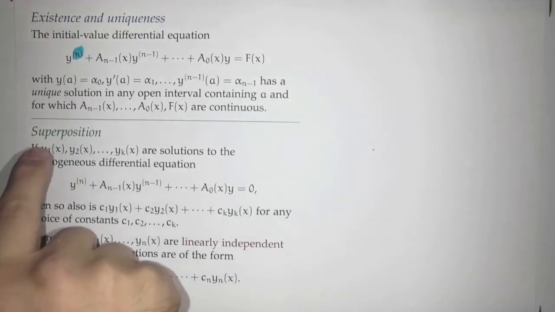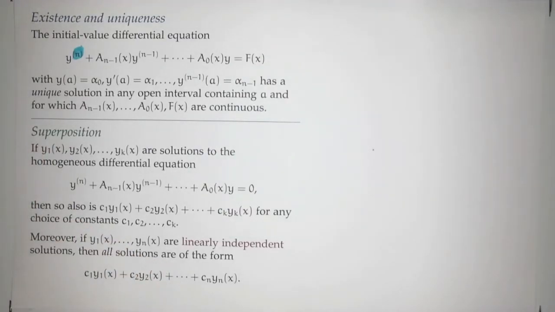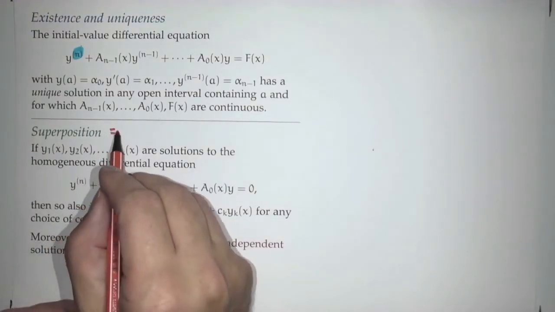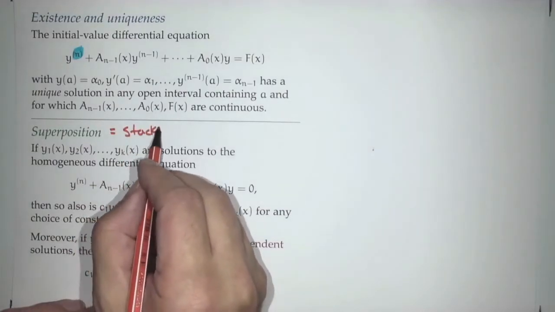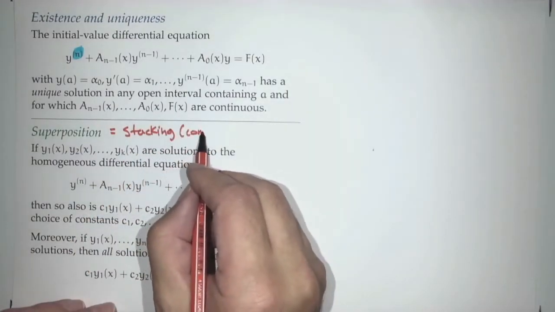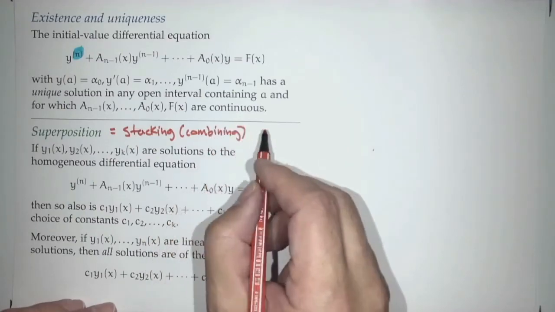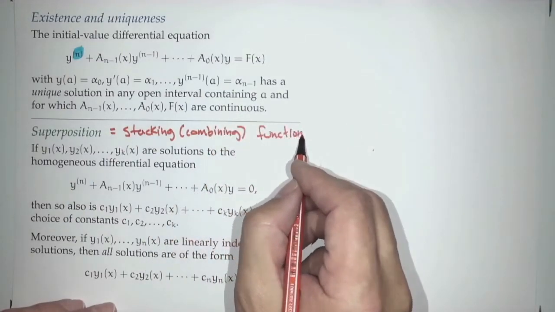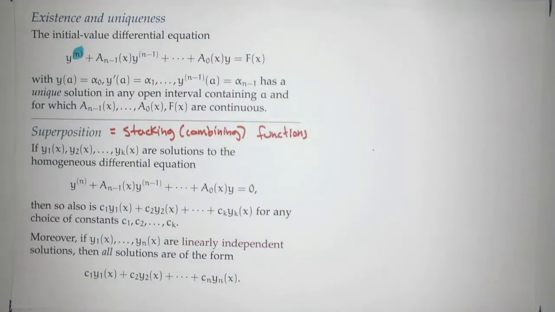Now the second idea, this is good. This is superposition. Now this is an interesting word, superposition. There's a couple of places it shows up. It's used in geology, for instance. What I like to think of superposition as is sort of an idea of stacking, or if you like, combining. What we want to do is put solutions together. So here's what it says. Suppose you have some set of solutions to our homogeneous differential equation.